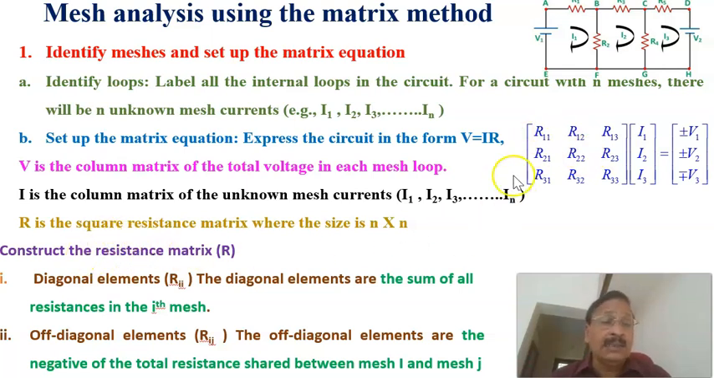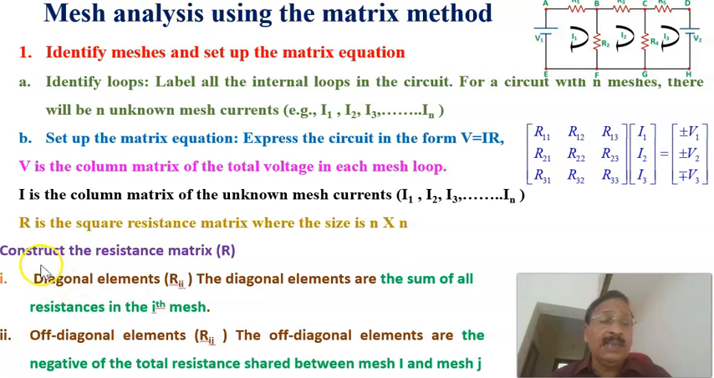Here, to construct this resistance matrix, I marked it as R11, R12 and R13 in the first row, R21, R22 and R23 in the second row, and R31, R32 and R33 in the third row. This is the resistance matrix.